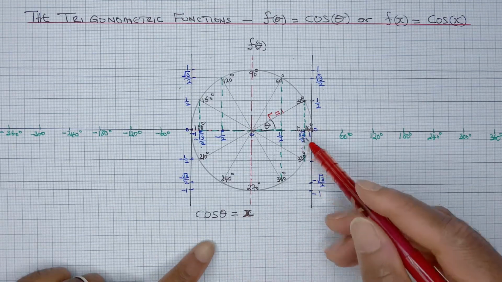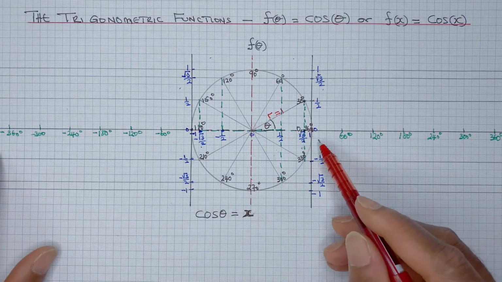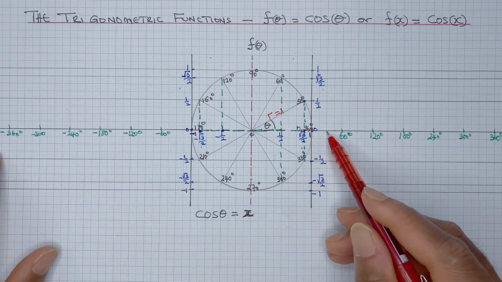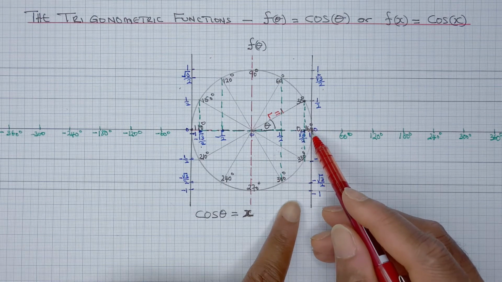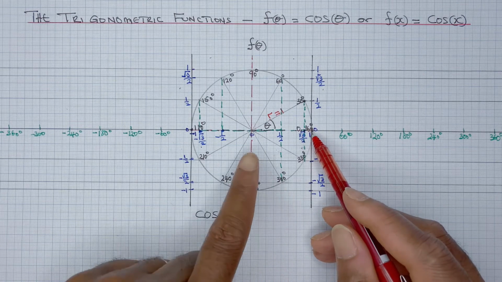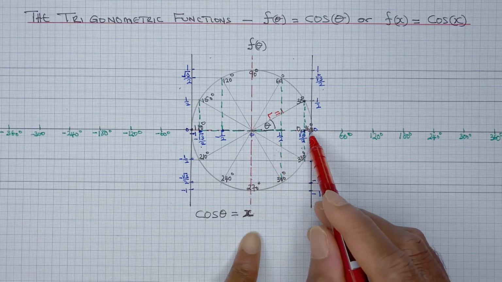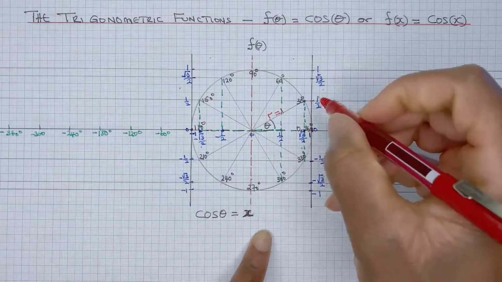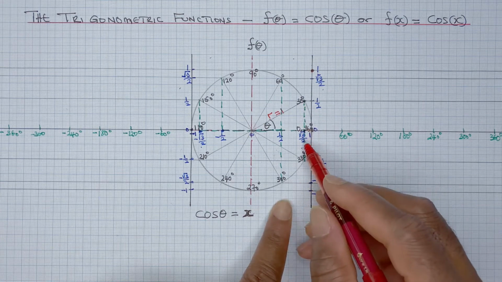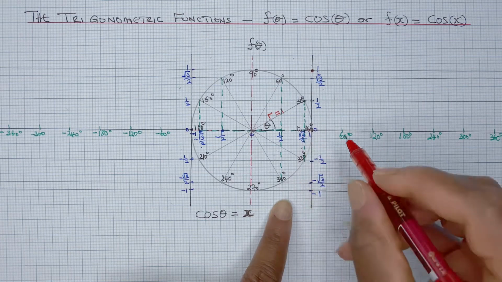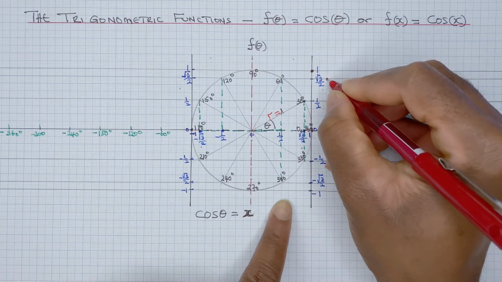Now I have labeled the angles along here. For 0 degrees, the x value at 0 is 1, because at 0 this is the maximum you can get. So the x value is 1, and we plot 1 here. At 30 degrees, the x value is root 3 over 2, so we just mark root 3 over 2.